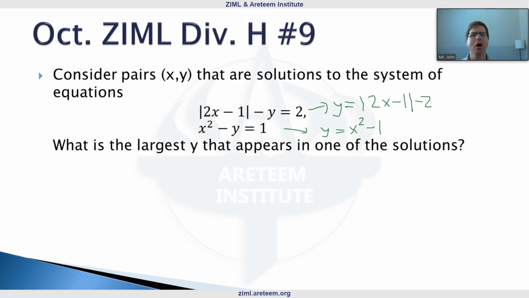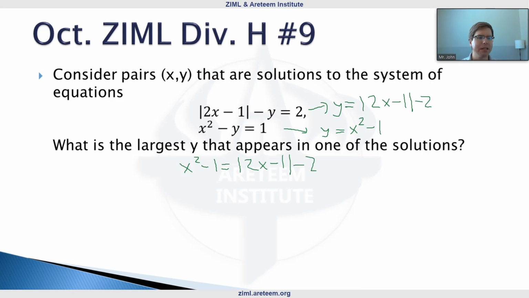Of course we want y at the end, because y is the point of the question: what is the largest y? But we can look at the equation here. Setting these equal, x squared minus 1 needs to equal the absolute value of 2x minus 1, minus 2.